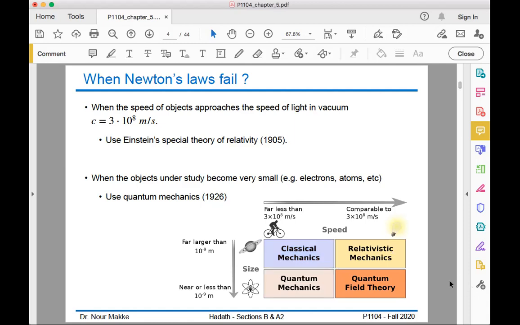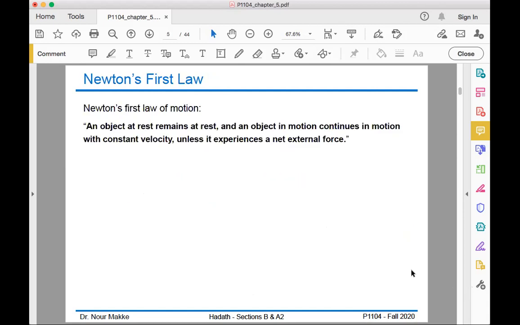Okay, and in general, we are going to deal only with the case where we have objects that are big enough and moving at low speed. Otherwise we would be in different fields of physics, which are relativistic mechanics or quantum mechanics, and this we are not going to study. So let's start with Newton's first law.